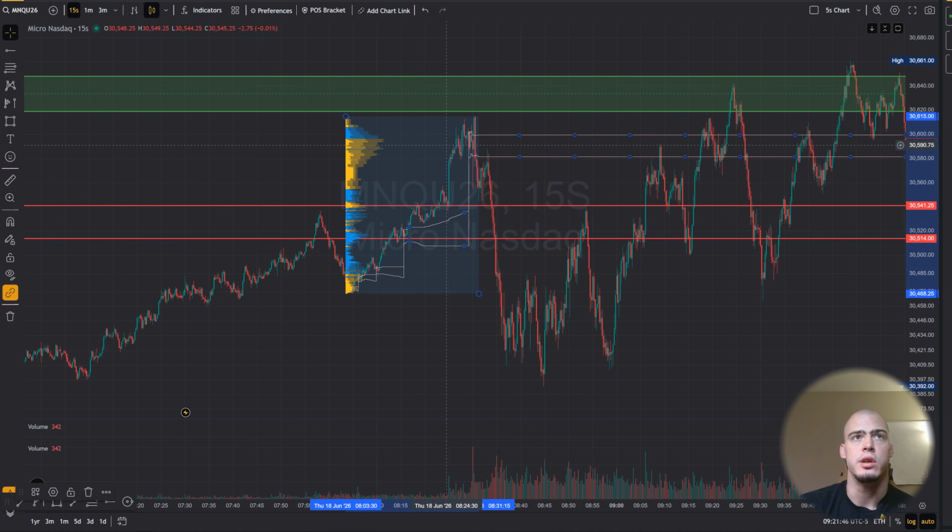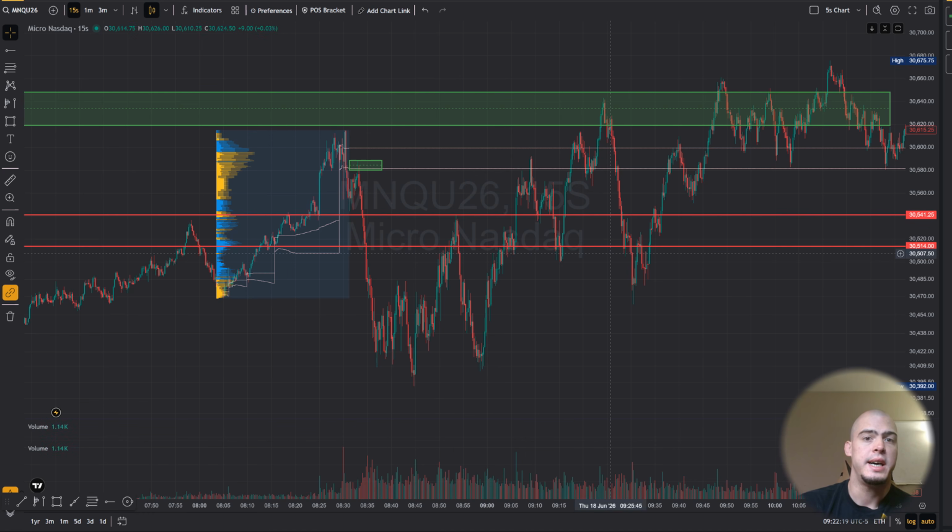This is a 15-second chart. On this shorter term time frame, you wait for an accumulation of a high volume node right here. When the market breaks below that, you simply enter right there. You're welcome. So that is that setup.